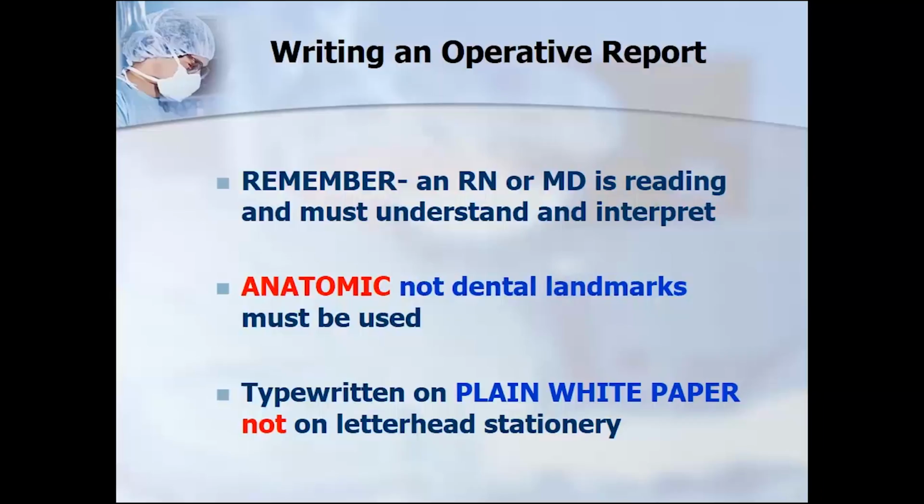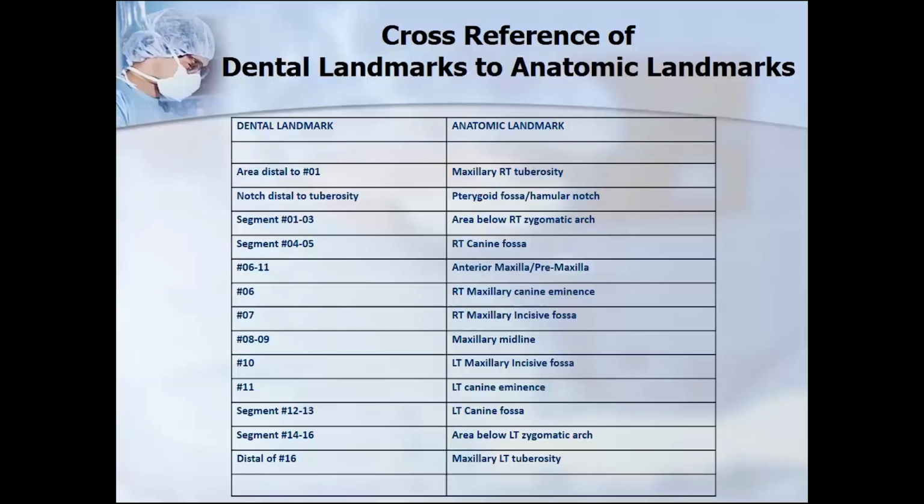When you look at the cross-reference of dental landmarks to anatomic landmarks, you can see they're the same that you're going to be using for your LMN, the same that you're using in your head and neck evaluations, etc. So you're going to always use the anatomic landmark and not a tooth number, whether it's in the maxilla or in the mandible.